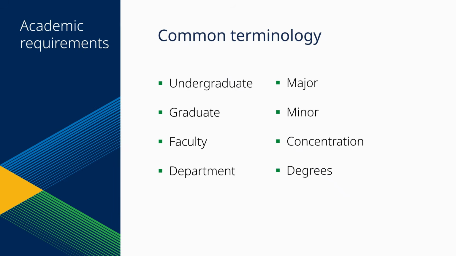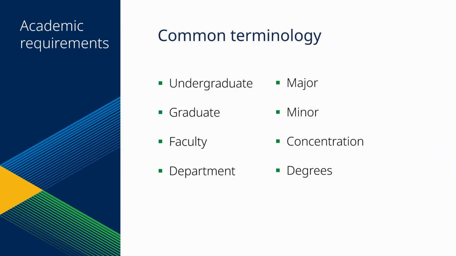Now for some common terminology that we'll use throughout this presentation and you'll hear throughout your time at the University of Victoria. Undergraduate is a student pursuing their first degree, typically a bachelor's degree or a level of study associated with those initial programs, the first degree after high school. Graduate level studies is a student who has already completed an undergraduate degree and is pursuing advanced studies, such as a master's or doctorate level study.